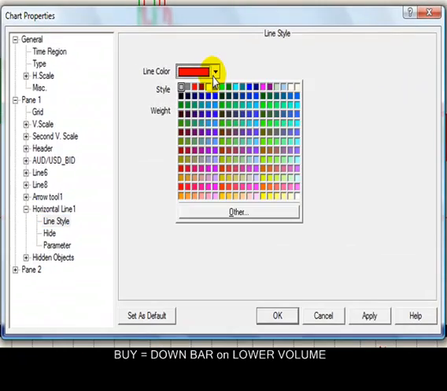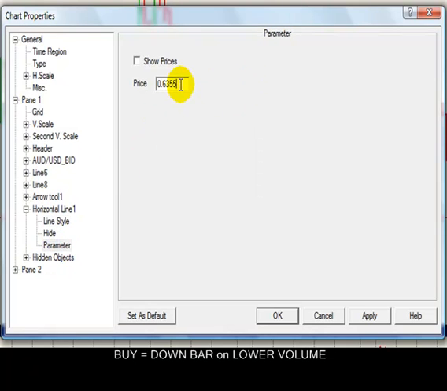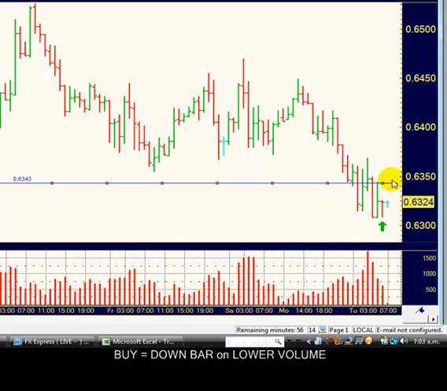The target I wanted was 63.43. That's where I want this to get to. Alright, there's my target point up there. If the price gets up to there, I've made my 1.6% return on trade.